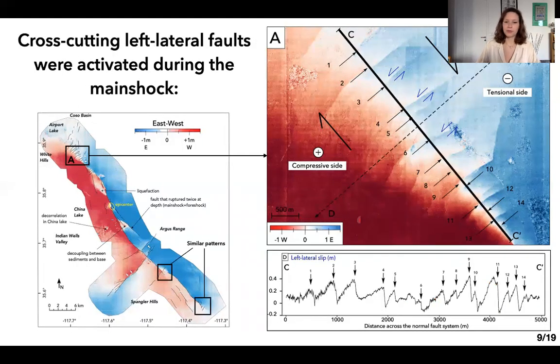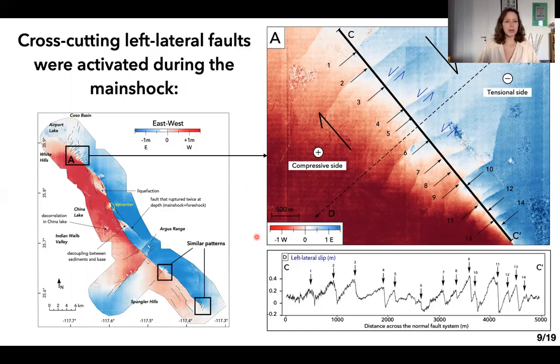And when you trace a profile across all these faults, you see that they accommodate left lateral displacement. However, when you do the cumulative slip from C to C prime, you see that you have no finite deformation associated with that fault system. So it means that those faults must accommodate only rotation due to that right lateral shear. You also see a similar pattern in this place here, where I showed you the BB prime profile just before, and also at the southern end of the rupture.